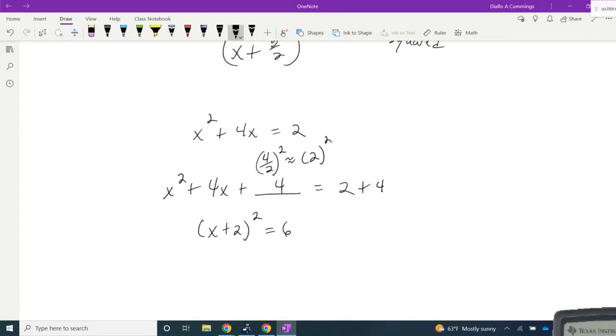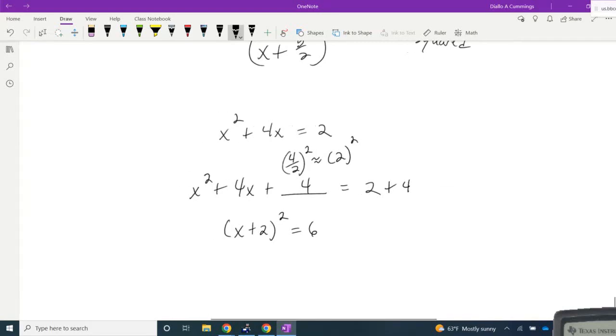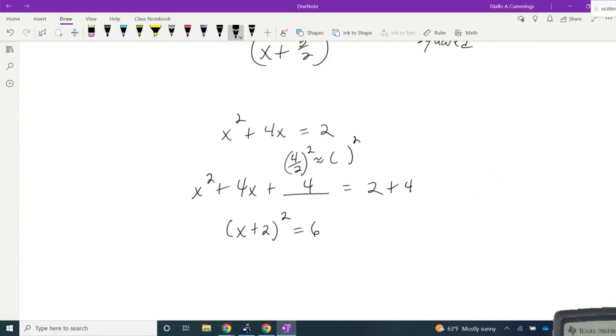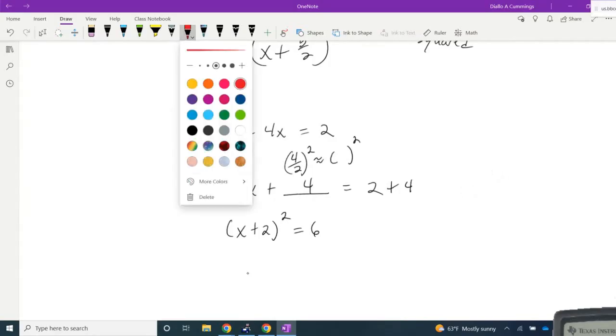The 2, I'm going to try to change the color.